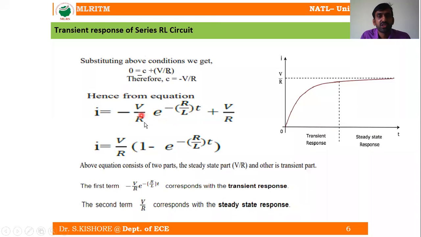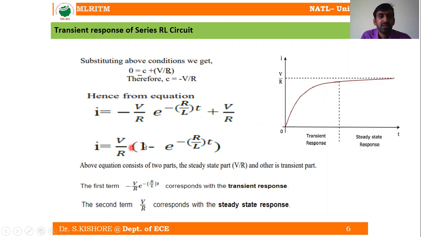if we take V by R common, we are going to have 1 minus e power minus R by L into t. So if we obtain the graphical response of this equation, the current I, it is V by R into 1 minus e power minus R by L into t. We can see it is an exponential increase, because it is 1 minus e power minus R by L into t, right?